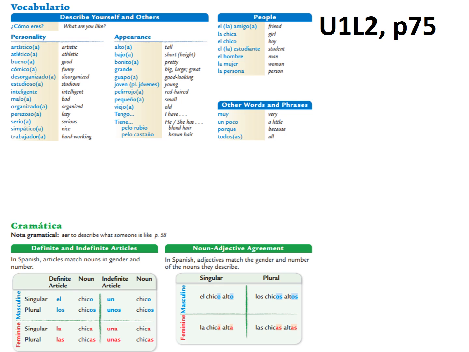Noun adjective agreement. In Spanish, adjectives match the gender and number of the nouns they describe. Singular and masculine, el chico alto, the tall boy. Plural and masculine, los chicos altos, the tall boys. Singular and feminine, la chica alta, the tall girl. Feminine and plural, las chicas altas, the tall girls.